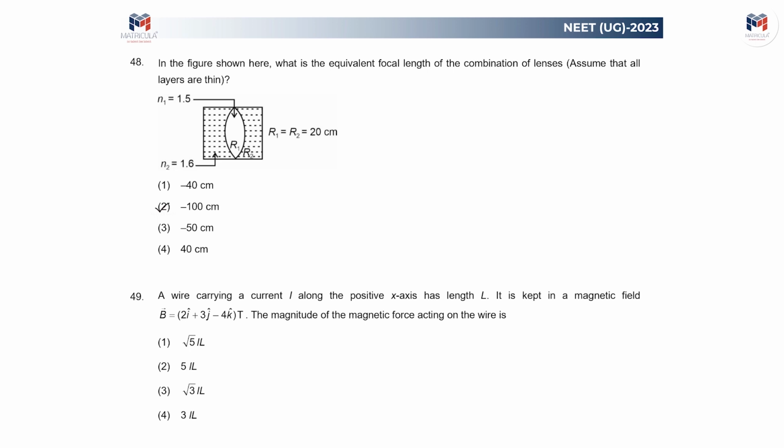Question number 49. A wire carrying a current I along the positive x-axis has length L. It is kept in a magnetic field B equal to (2i plus 3j minus 4k) tesla. The magnitude of the magnetic force acting on the wire is. The answer is option 2, 5IL.